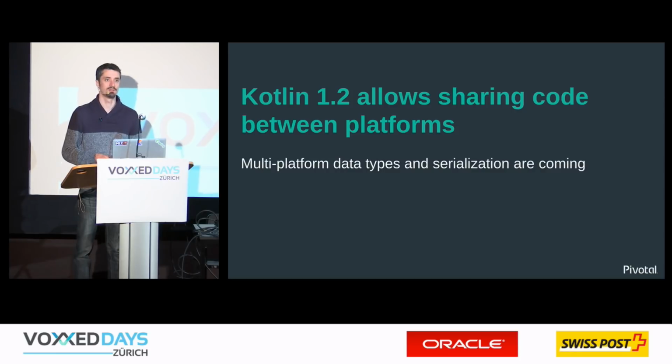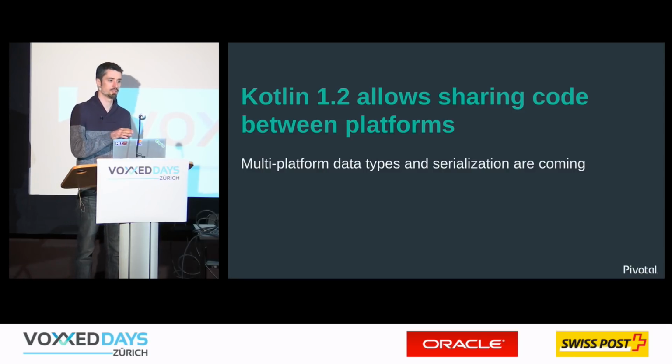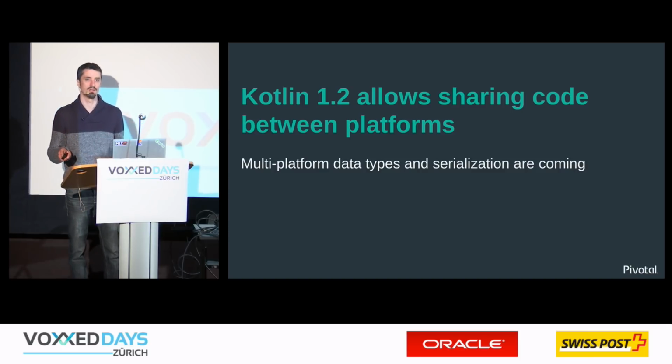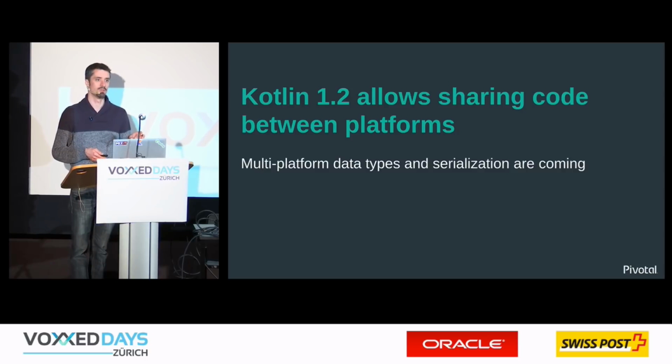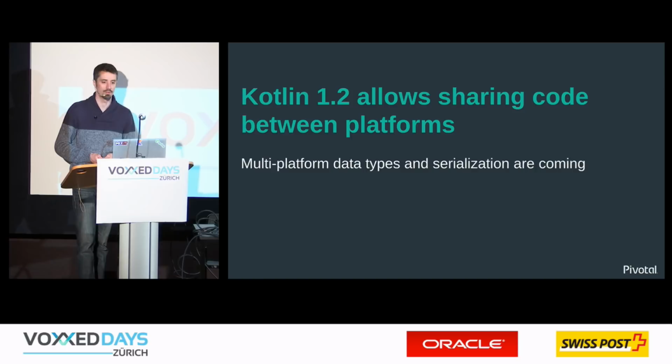But the idea is to be able to write some part of your code that is multi-platform, so the same for JavaScript, JVM, and native. And you will provide some implementations that are platform-specific. So basically, the idea is to provide 80% of shared code, and you will only provide the implementations that are platform-specific. The initial support is provided with Kotlin 1.2. I think it will take some time to mature the libraries and things like that, but that's an interesting point to follow.